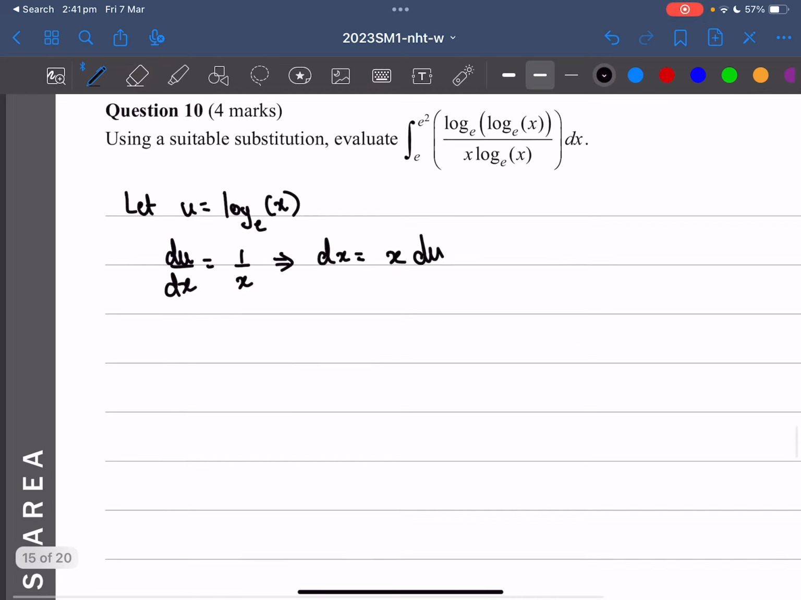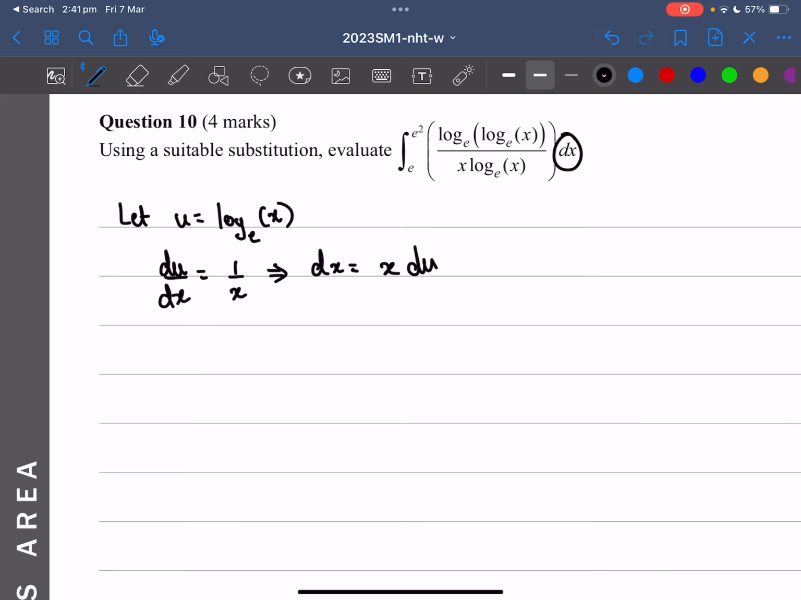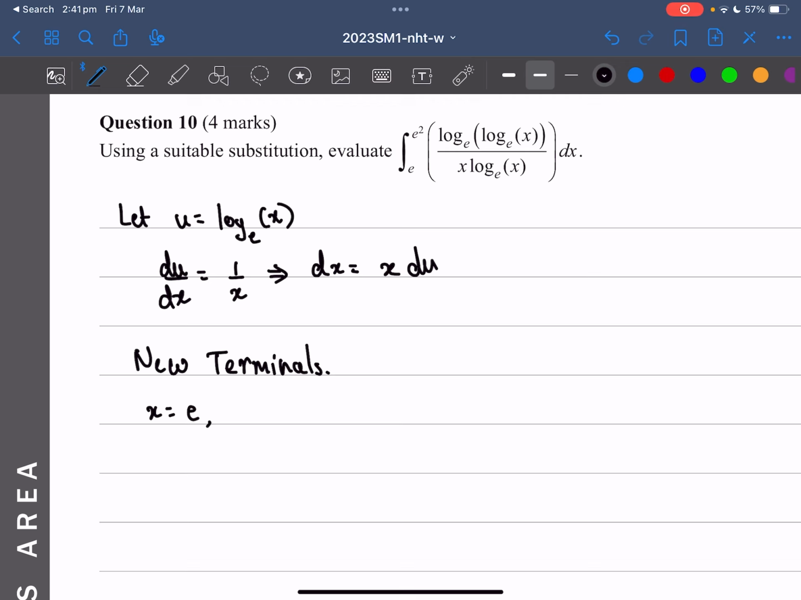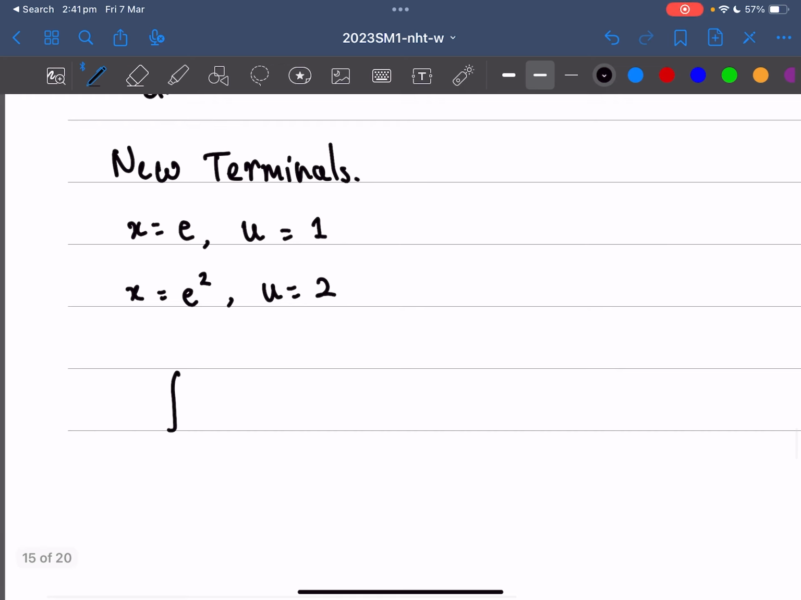Now, of course, if we're going to change the dx to du, we also have to take care of the new terminals. So when x is equal to e, our u is equal to, if I substitute x as e over here, we will get 1. And x equals e squared, we will get u equals 2. Right? So our integral would then become 1 to 2 of log of u on u du.